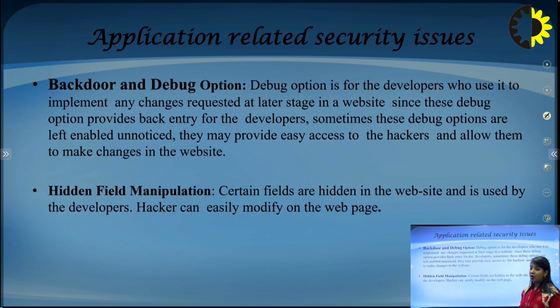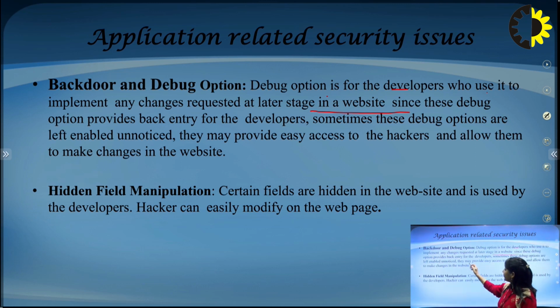Next, backdoor and debug option. So what is a backdoor and debug option? The debug option is for developers, who use it to implement any changes requested at a later stage of the website. Means when we are working on a website and that website has to be changed, the admin will stop the requests and maintain the website. So the debug option is used when the website is updated in the background, so there should be no backdoor and no debug option left open.